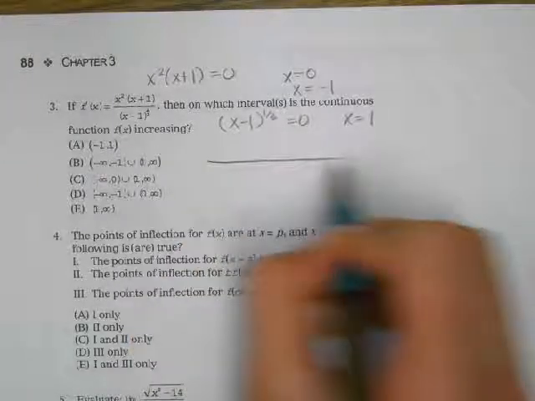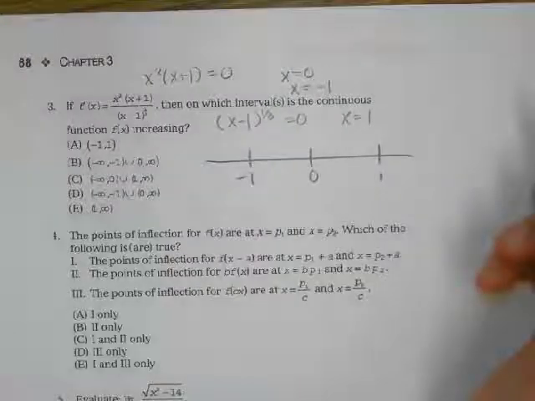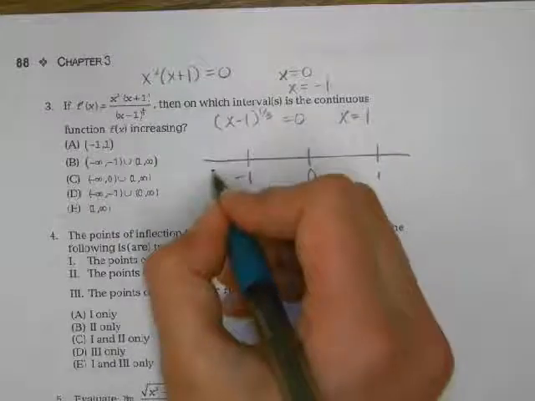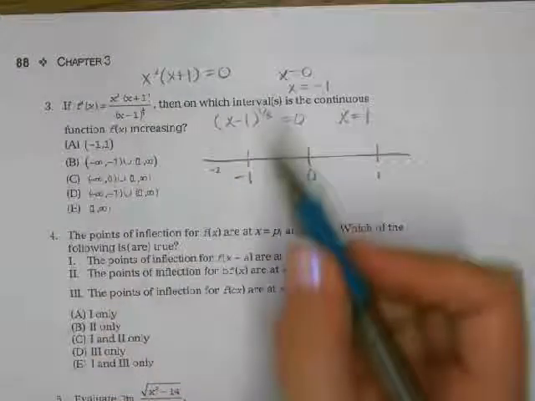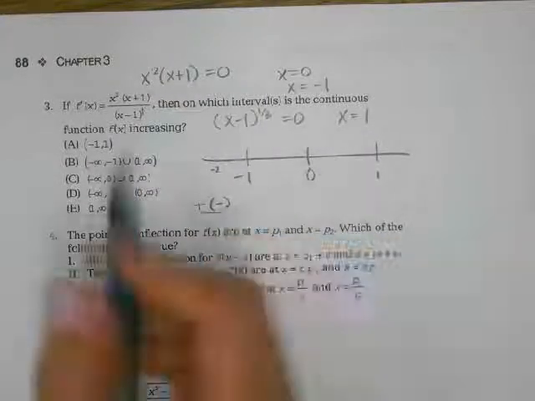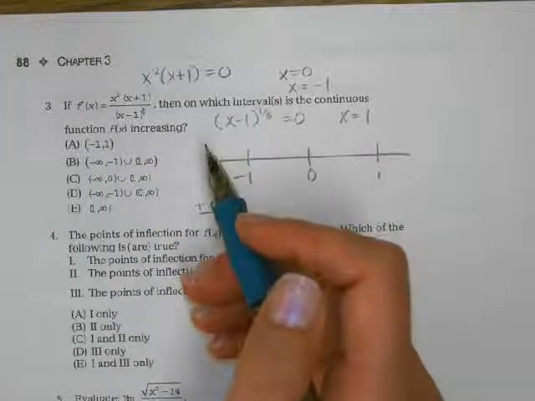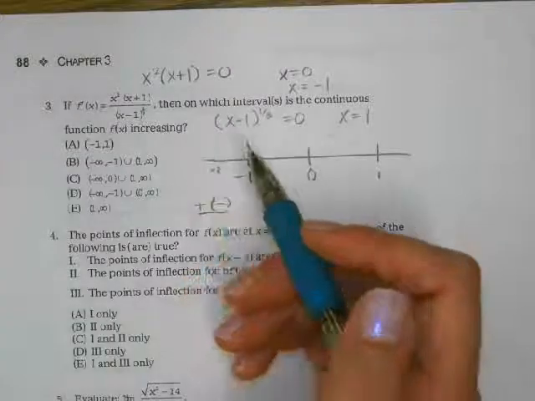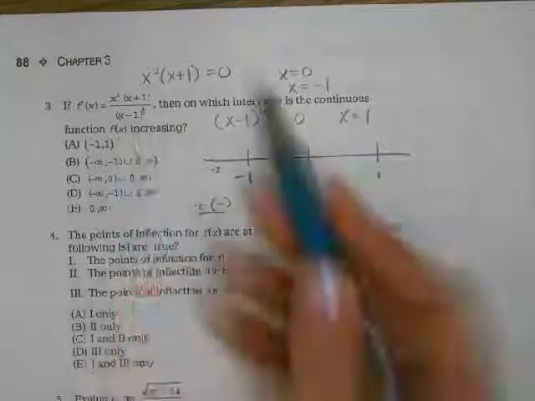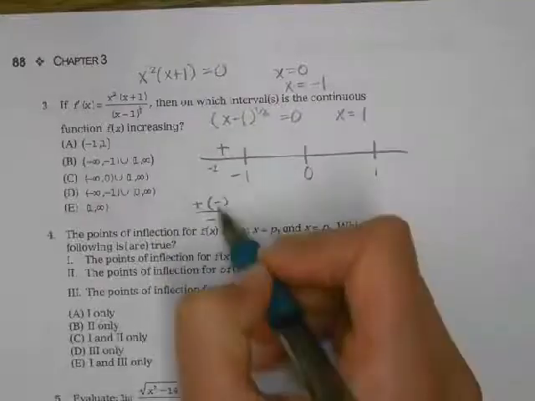So here I went ahead and drew my number line. And then I thought of numbers to plug in. So over here, if I'm plugging in a -2, -2 squared is positive. -2 plus 1 is negative. -2 minus 1 to the 1/3, the 1/3 is a cube root. If you cube root something, the sign stays the same. So a cube root of a positive is positive, cube root of a negative is negative. So the cube root of -3 is still negative. So this is going to be a positive, right, because those cancel.